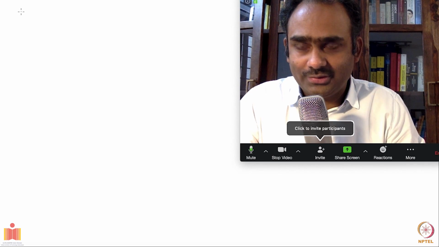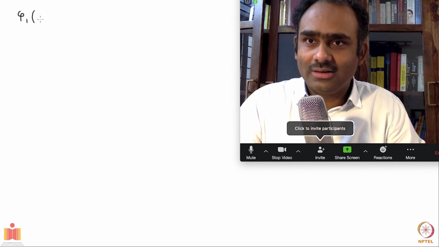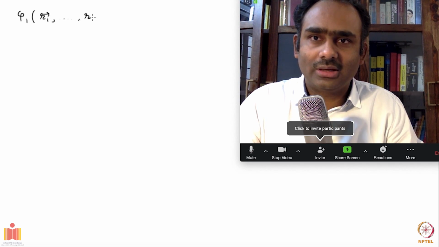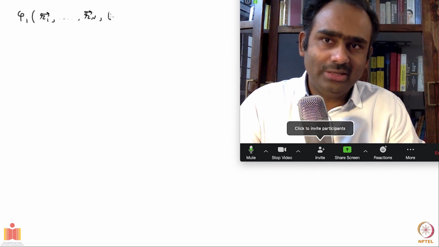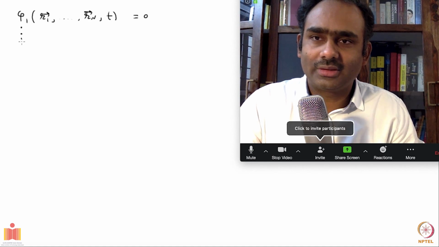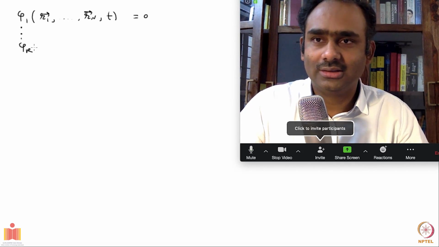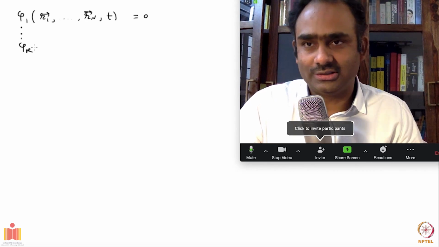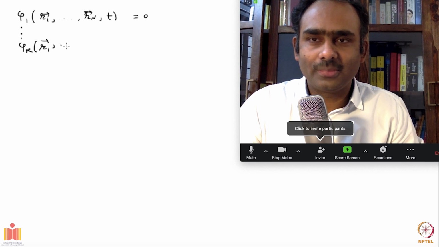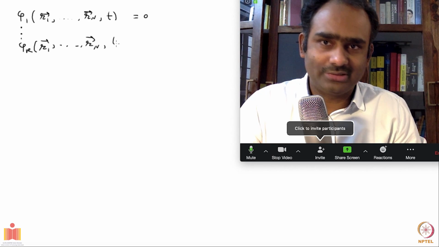So I should be able to specify, let's say you have k number of constraints, so I should be able to write phi 1 of r1, let's say you have n number of particles, up to rn, and the constraint may depend on time. Okay, similarly you will have a total number of k, and I mean k independent. It should not happen that the constraints are dependent on each other. Okay, so they should be really independent constraints, and these are the only ones which we will assume are present in this course.